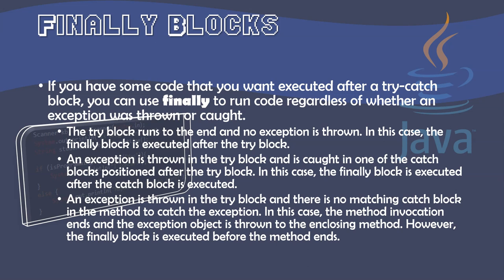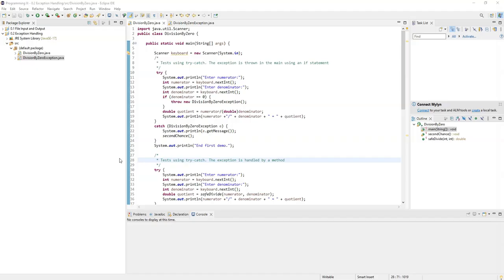And if the exception is thrown in the try block, but you don't have a matching catch block to handle that exception, well, again, the method invocation is going to end. So whether it's your main method, a user-defined method, whatever. And what's going to happen then is the exception object is going to be thrown into the enclosing method. However, the key thing to remember here is that the finally block is still going to be executed before that method ends. And let's go ahead and see how this works over here in Eclipse.